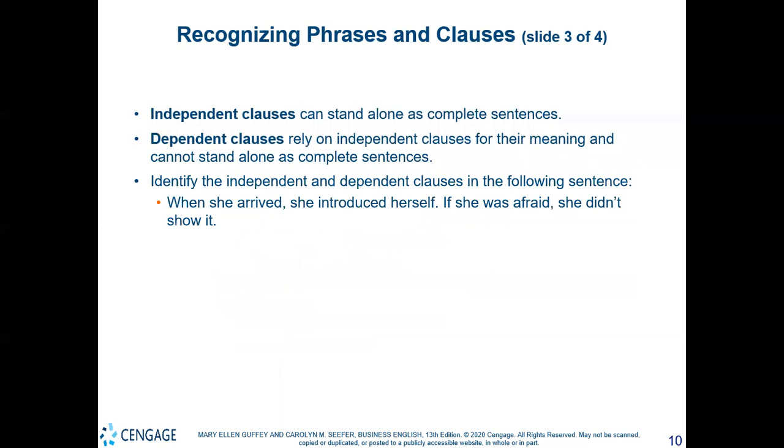Recognizing phrases and clauses. Independent clauses and dependent clauses. Independent clauses can stand alone as complete sentences. Dependent clauses rely on independent clauses for their meaning and cannot stand alone as complete sentences. Identify the independent and dependent clauses in the following sentences. When she arrived, she introduced herself. If she was afraid, she didn't show it.